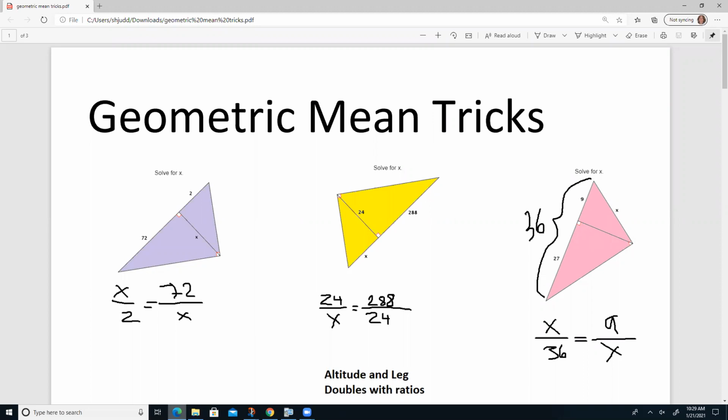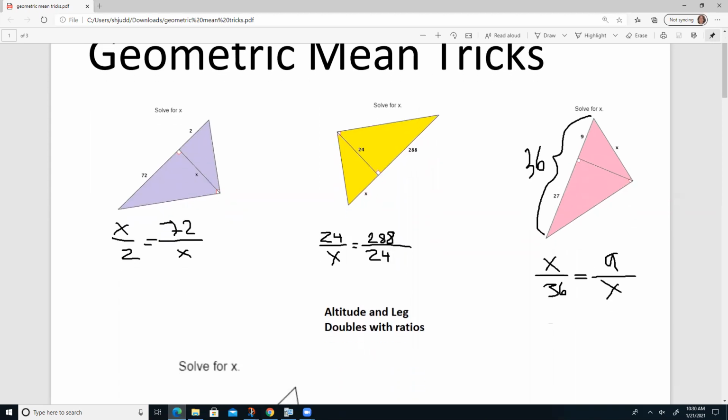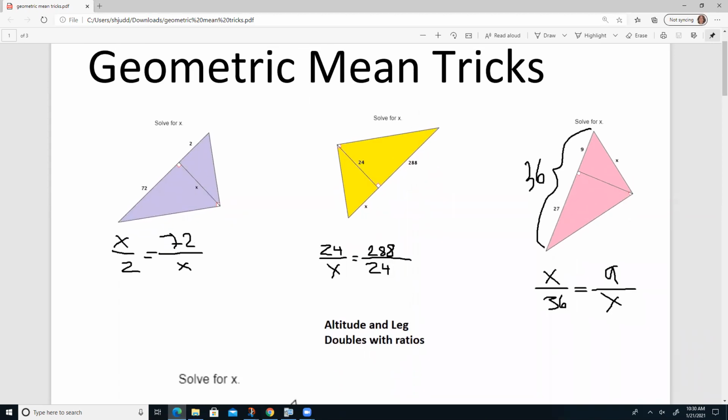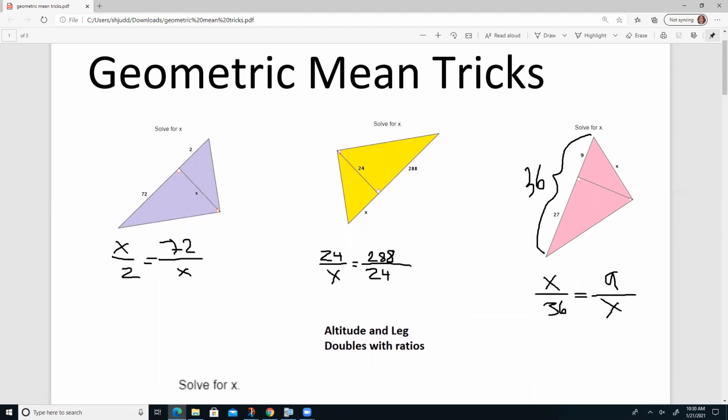When you're setting up your ratios, your altitude, if you're given the altitude, is always the one that's doubled. So we notice right here, x is our altitude, and x appears twice in our ratios, eventually to be multiplied by itself. Over here, 24 is our altitude, so 24 appears twice. Now over here, we don't have an altitude, we have a leg, and so our leg appears twice.